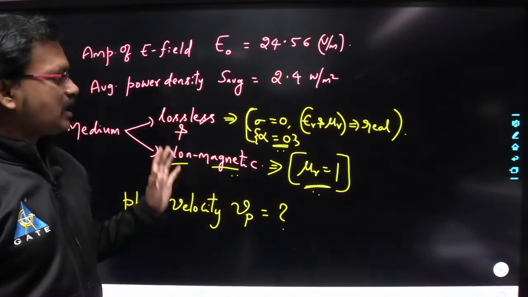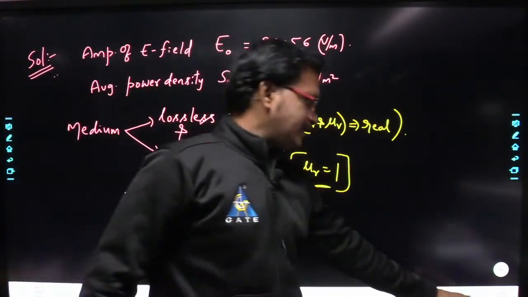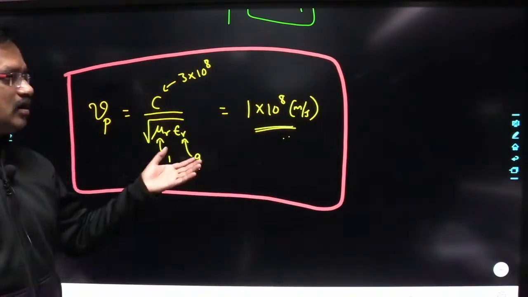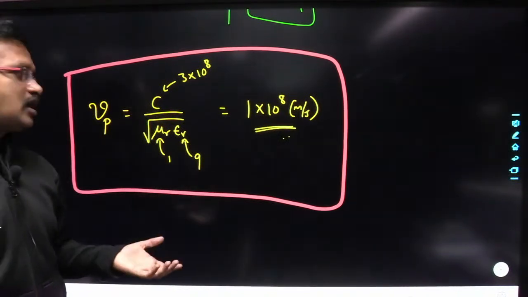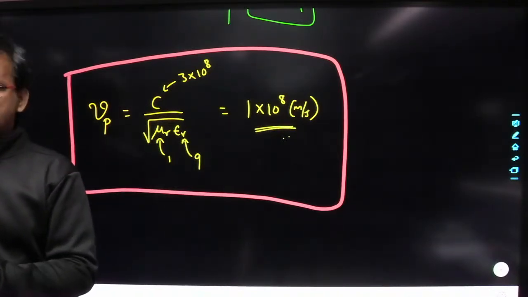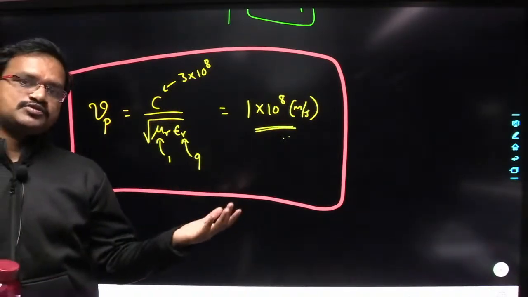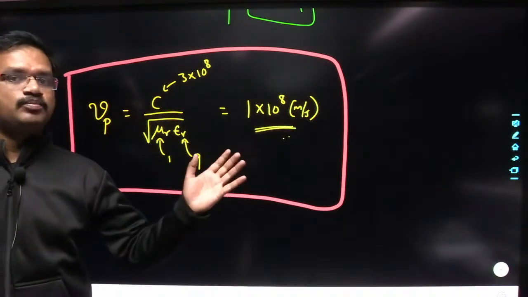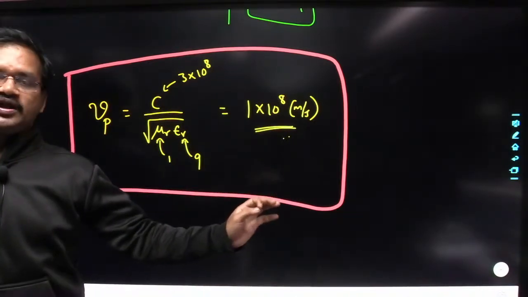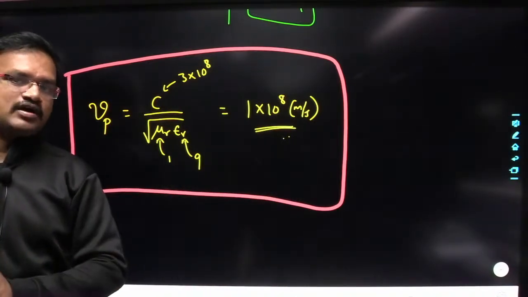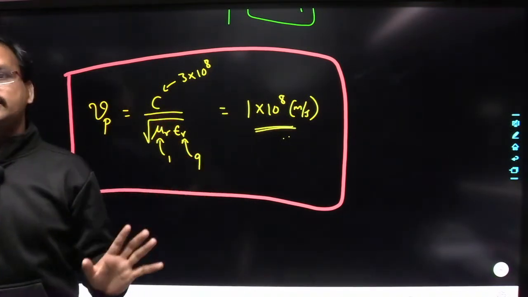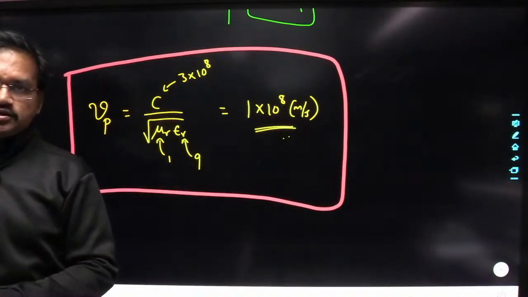Understood? Here they have given S average. From that you can determine the intrinsic impedance value, from that you can determine the epsilon r value, and once you determine epsilon r value, you can easily determine the phase velocity. So don't simply take mu r equal to 1, epsilon r equal to 1 every time. It all depends upon the given problem. If there is no clue and they simply say that the medium is lossless, and they have not given any clue to determine the relative permeability or relative permittivity, only in that case you have to assume them as 1.